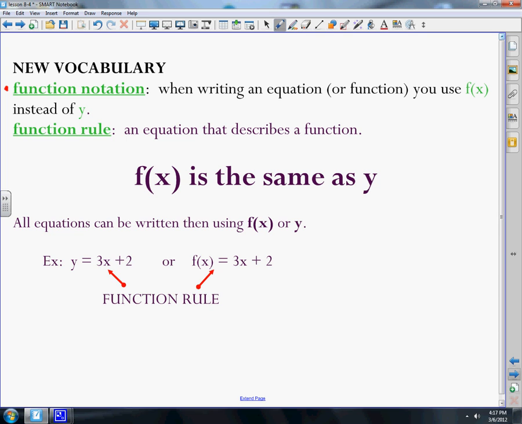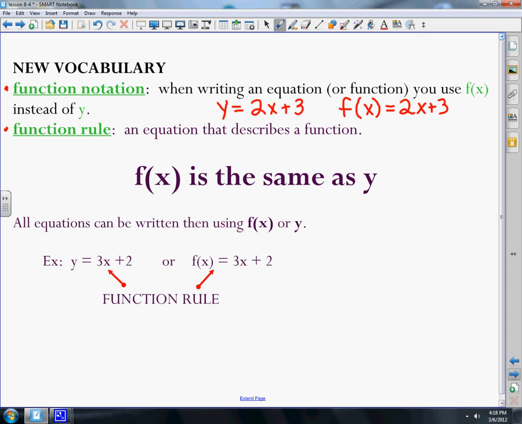You can use f of x instead of y. So we're used to seeing equations in the form of y equals 2x plus 3. It can also be written in function notation by saying the function of x, or f of x, equals 2x plus 3. The second term is a function rule, and that is an equation that describes a function. Both of these things that I have written up here are function rules, otherwise known as an equation.